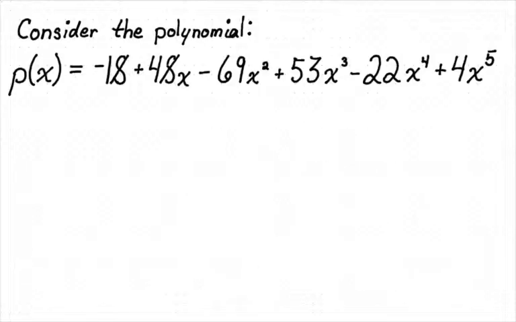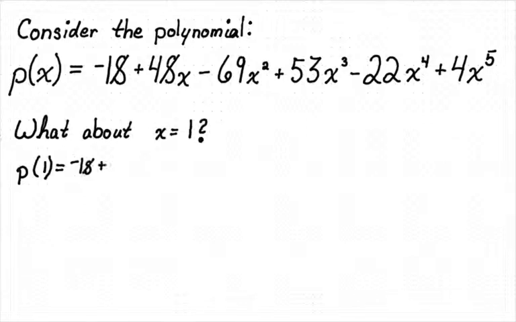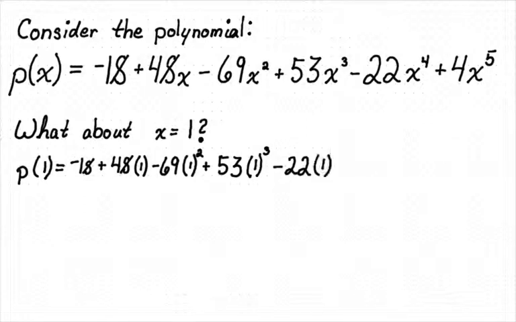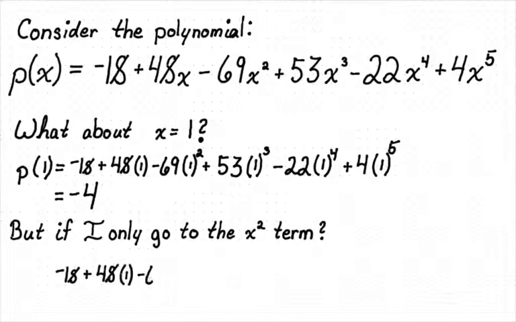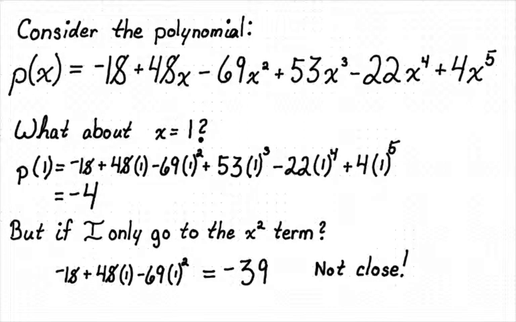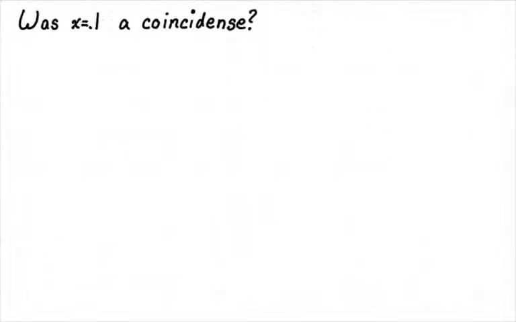So we have the same polynomial. Let's go ahead and try what happens at x equals 1. Right, when I plug in x equals 1, I get negative 4 for this polynomial. And if I go to the x squared term, what does that do? Well, I get negative 39, and that is not as close as before, right? It's way far off.